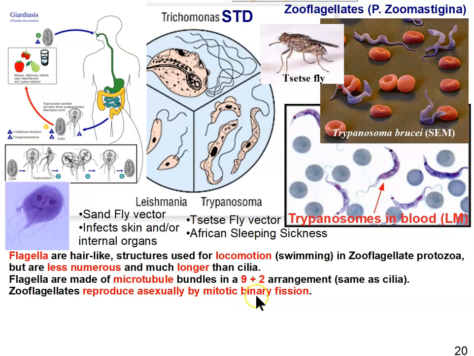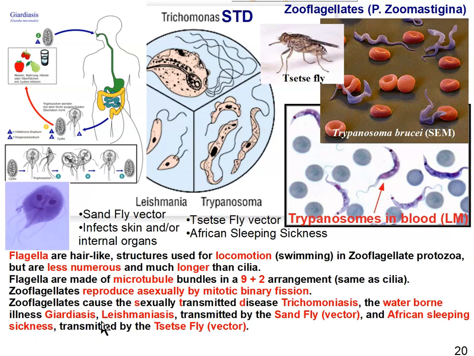They reproduce asexually by mitotic binary fission. So basically, protozoans in general do. Some of them are parasitic. I don't want you to get the idea that all zooflagellates or zoomastiginids cause disease, because they don't. But it's important to us that they are parasites and that they do cause disease, that they are pathogens. So that's why we're looking at pretty much nothing but pathogens on this slide.